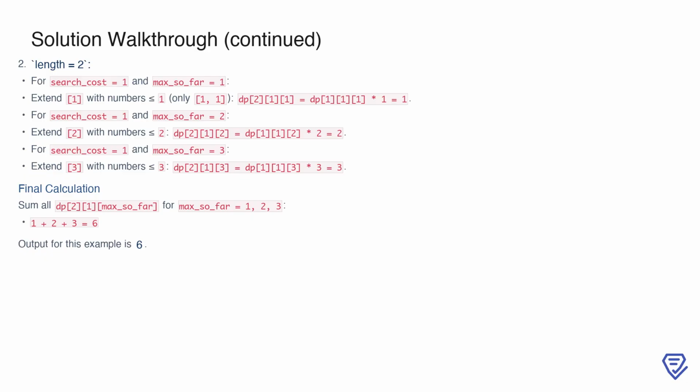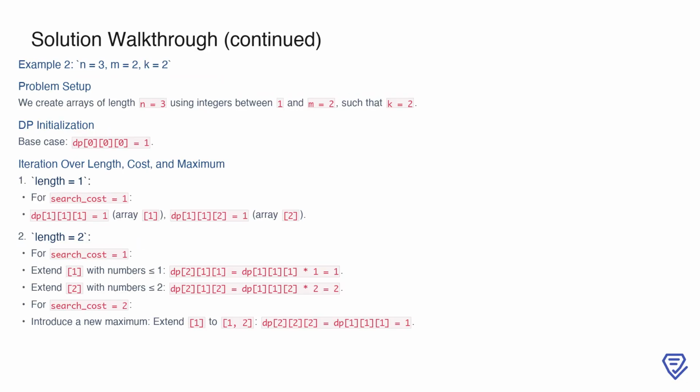Similarly, for max_so_far equals 3, we extend 3 with numbers less than or equal to 3, producing dp[2][1][3] equals dp[1][1][3] times 3 equals 3. Finally, we sum all dp[2][1][max_so_far] values for max_so_far equals 1, 2, 3 to get the total number of valid arrays of length 2 with a search cost of 1. The result is 1 plus 2 plus 3 equals 6. Therefore, the output for this example is 6.